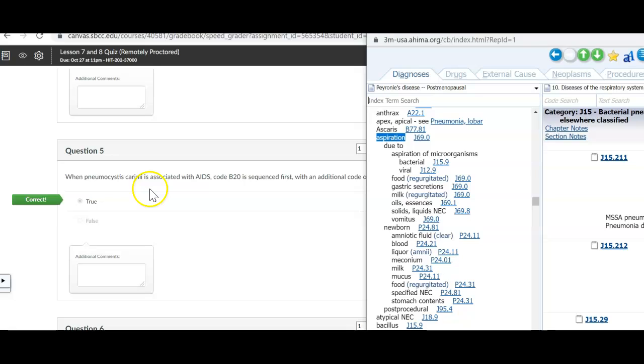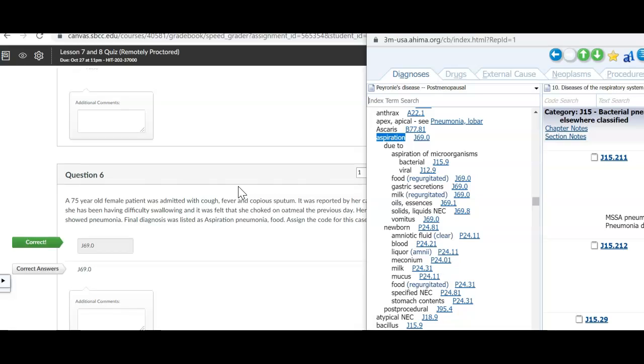Number 5, right here, whenever you have a diagnosis that's related to AIDS, your B20 code is going to be sequenced first. So if the patient came in for a broken femur, for example, but they also have AIDS, the fracture is not related to the AIDS. So you're going to code the femur code first, which would be an S code, and then your B20 code. But anytime you have a symptom related to the AIDS, B20 will be sequenced first.